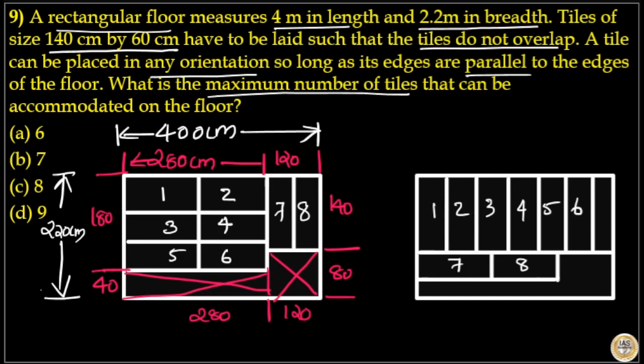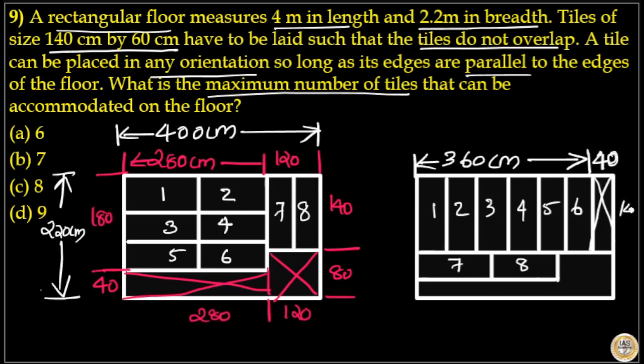Same way, if you look at this, here you can also see the dimension are here 6 tiles placed. So 6 into 60 is equal to 360. So 360 centimeter covered up to here. The remaining is 40. So this area will not fill because the width is less than 60. So tile width is 60 and tile length is 140. So 40 will not cover.